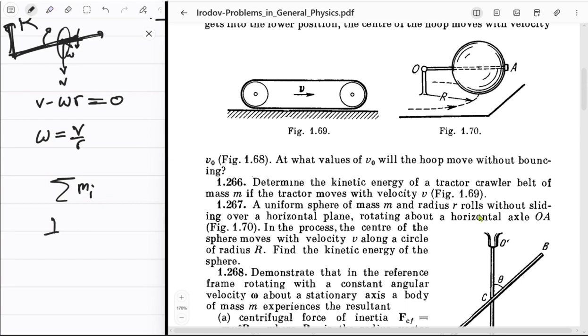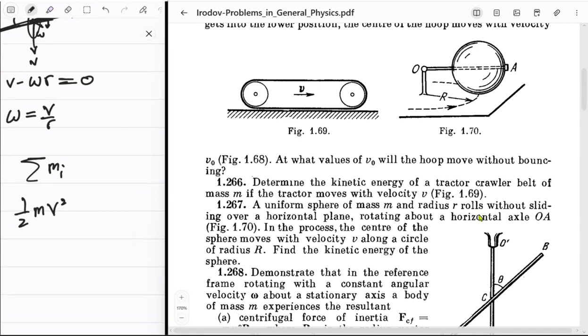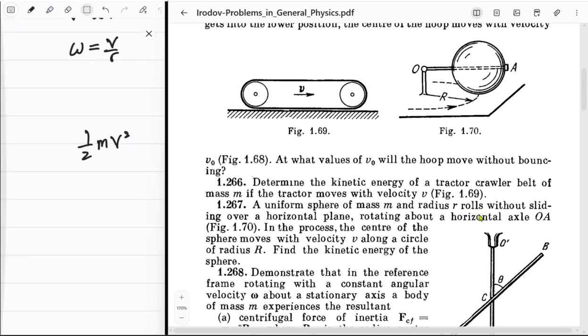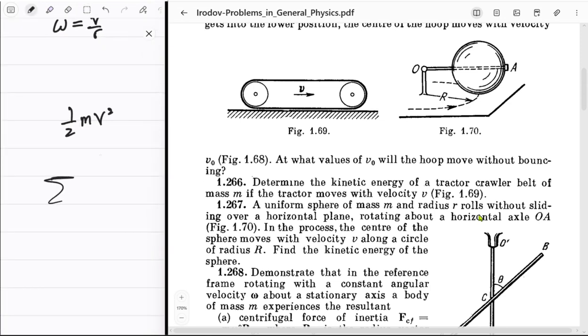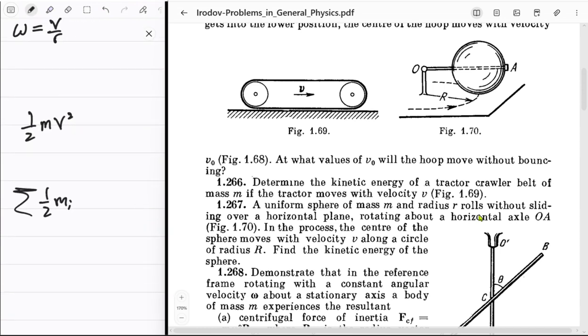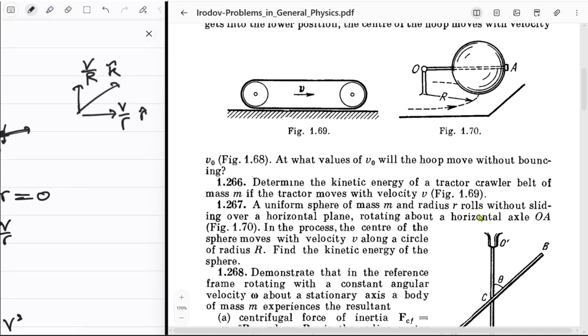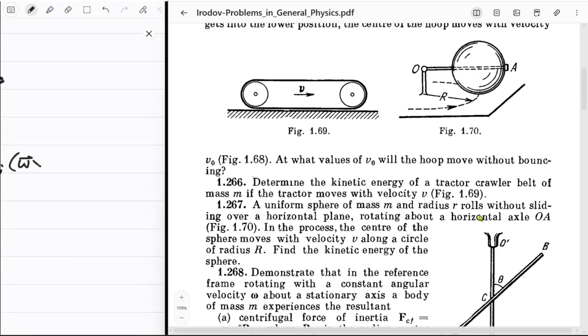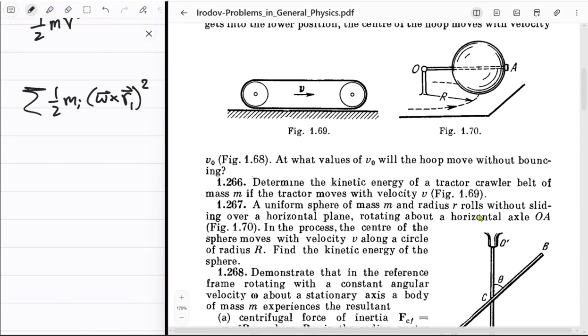So you can just do half mv squared to get the kinetic energy of the center of mass, and then you want the kinetic energy as seen from the center of mass, which for that we just do summation of half m_i, and then each guy will have a v, but v is actually just the net omega vector, which is the sum of these two vectors, cross r_i vector, square of that, right? So that was the thing. Sure, that's the energy. So it's like summation of half.